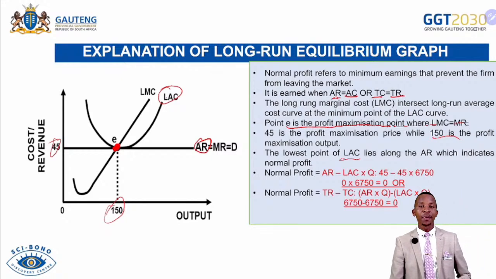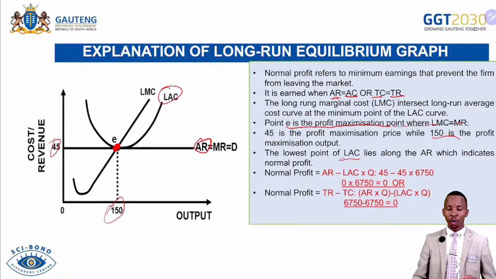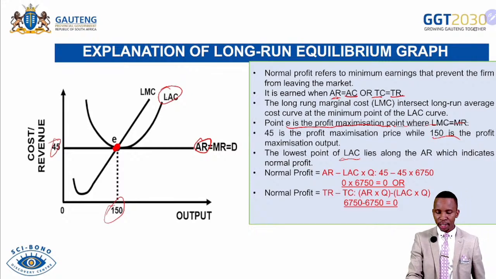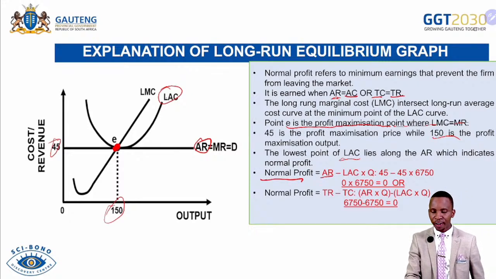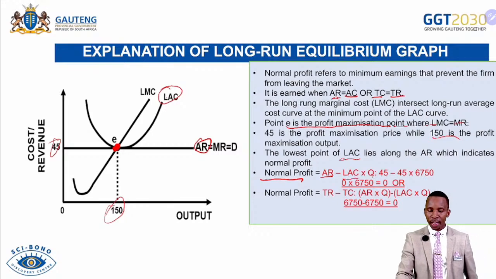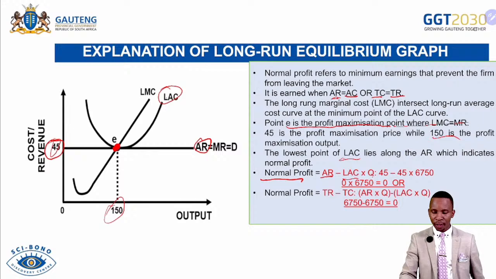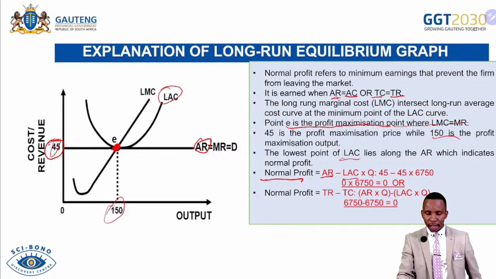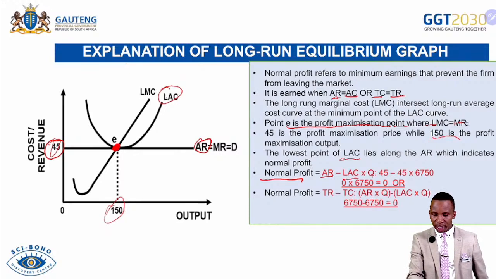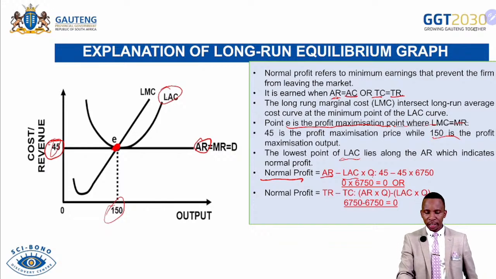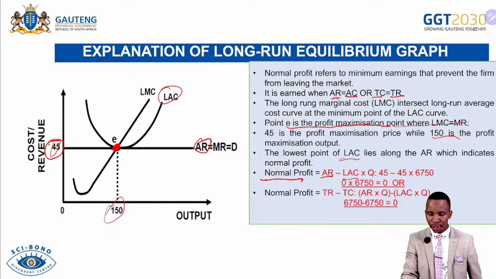Then you must be able to calculate your profit or your economic loss. So let's see, the normal profit equals average revenue minus long run average cost, times the quantity. Then we substitute this 45, which is our revenues, minus this 45, which is our cost, because our costs are running along here, so they are both equal, and then multiply by 150. And that gives us 0 times 150, which equals 0.